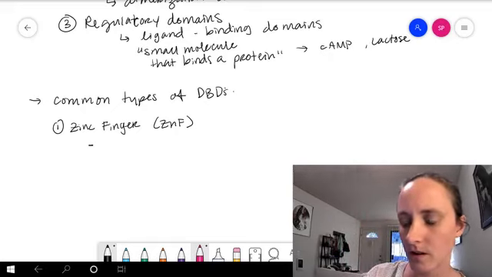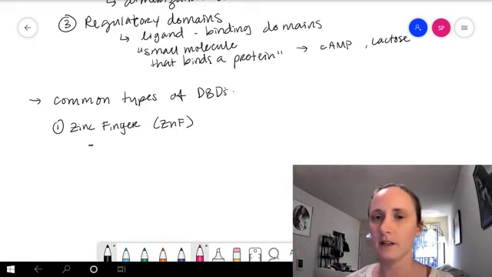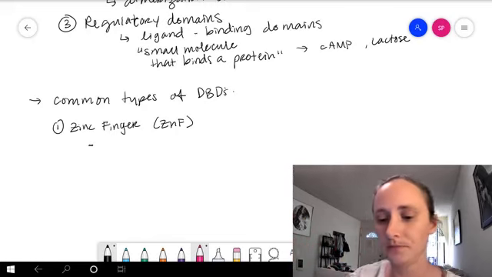Zinc fingers are often modular, meaning one transcription factor may have several zinc finger domains lined up in a row, and it uses that to kind of wrap around the DNA. So I'll draw you a cute cartoon for that.